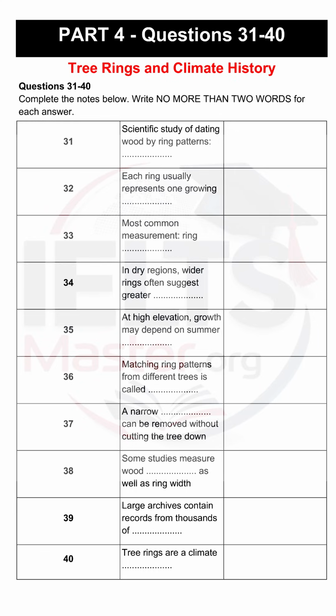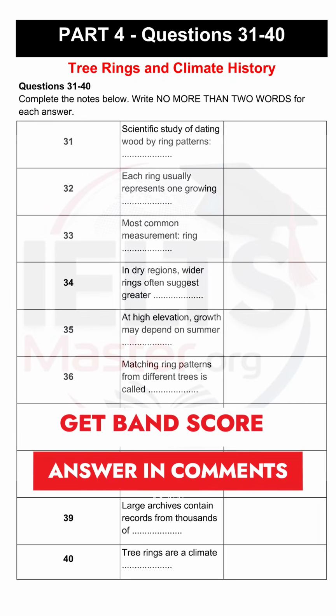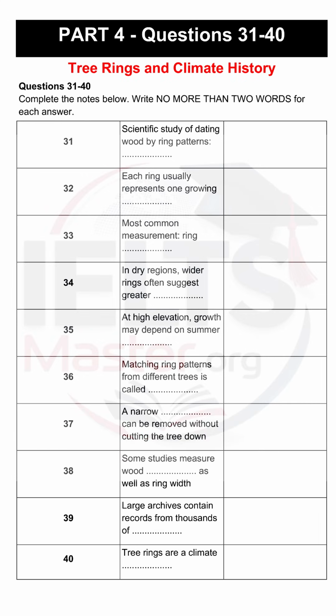Today we are going to look at tree rings as a climate archive. The scientific study of dating wood by its ring patterns is called dendrochronology. It is used in archaeology, forest ecology, and climate research. In many trees, each visible ring represents one growing season. The tree produces different wood at different times of the year, and the boundary between one season's growth and the next creates the ring pattern that can be counted.